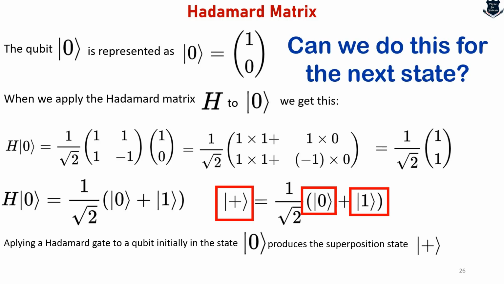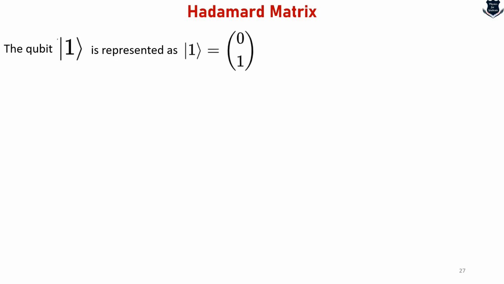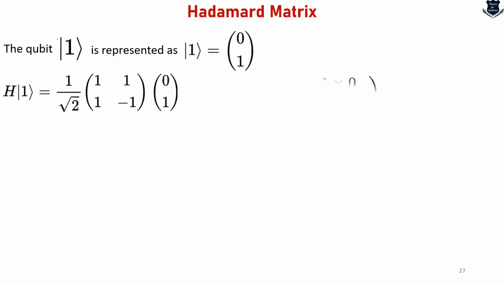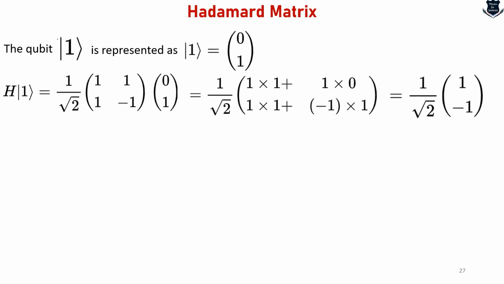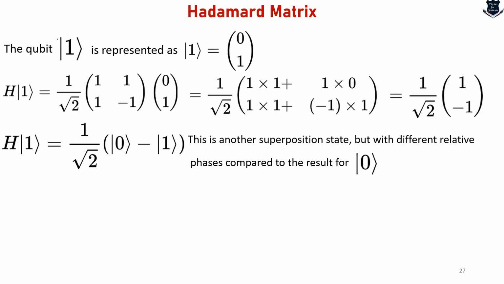So can we do this for the next state? That is also important. That means for a qubit state 1, definitely. Let us see in a very simple explanation. The qubit state 1 here I will represent as this. Applying the Hadamard matrix again, I have done the matrix multiplication. So here again we get this one. This is another superposition, but it is with a different relative phase, which resulted to 0.